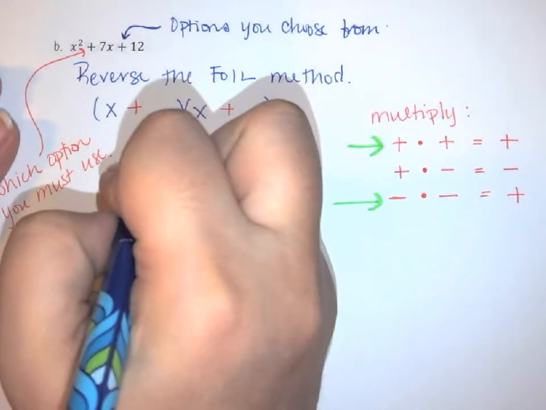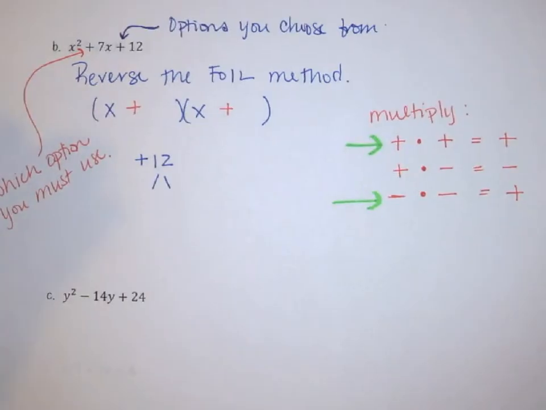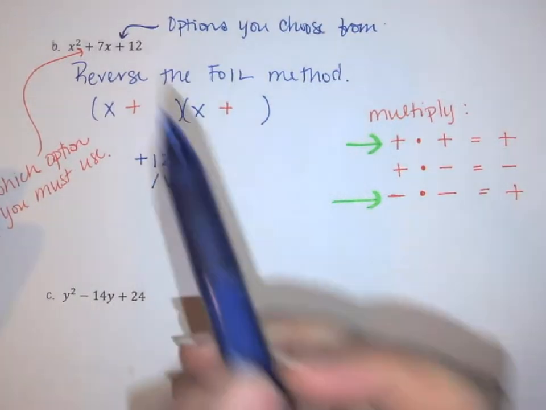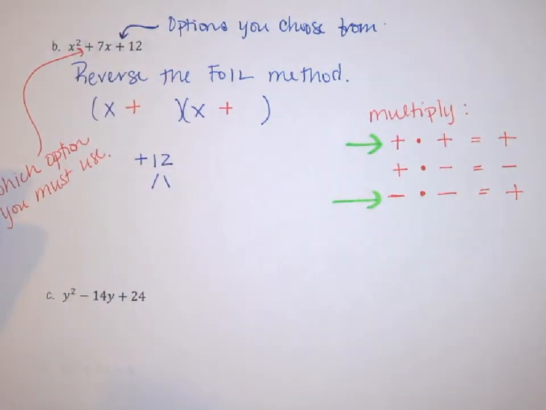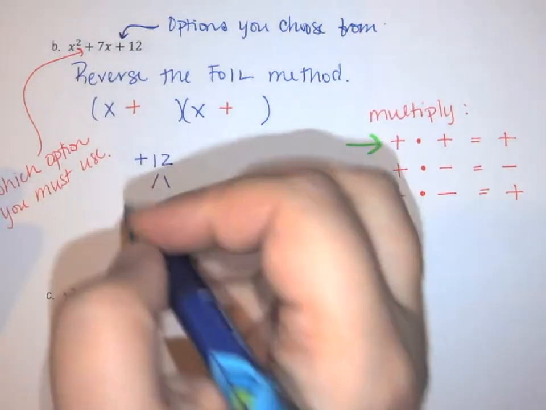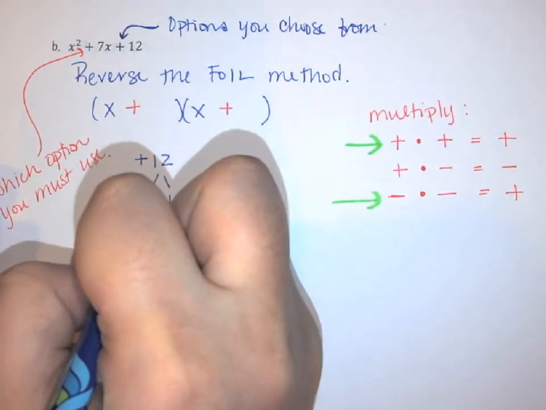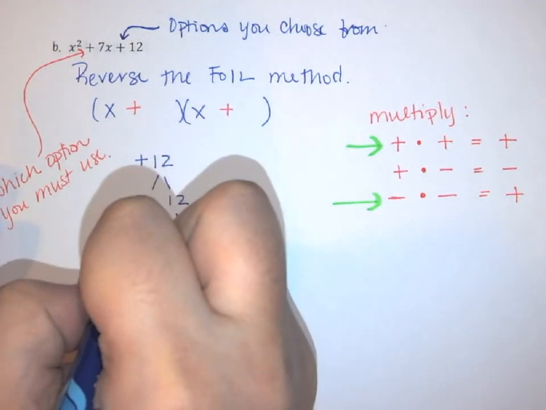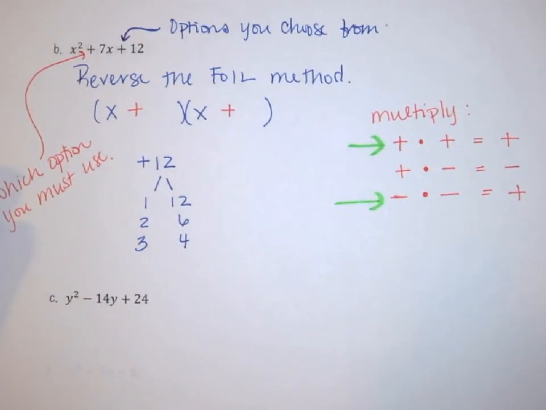So I can use a factor tree. I'm looking at 12. Remember, my 12 was positive, so all my factors are positive. My middle term is positive, so all my factors are positive. And so here my factors of 12 would be 1 and 12, 2 and 6, 3 and 4. So I need to know which one of these, when added together, is going to give me 7.